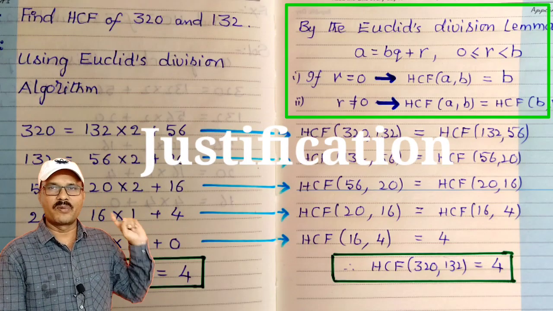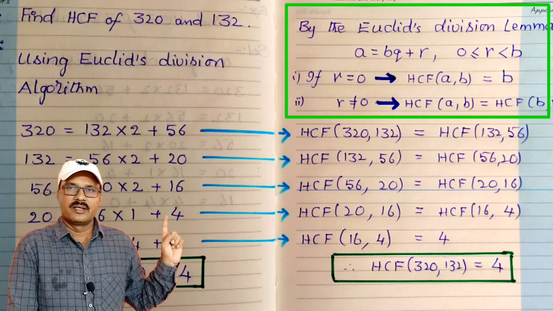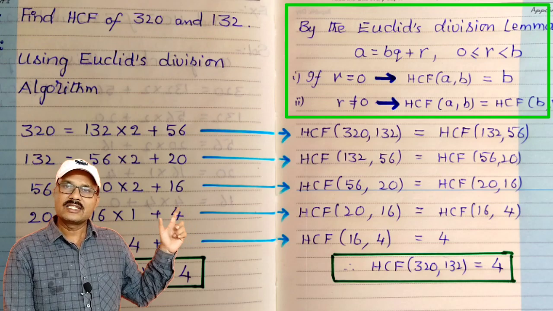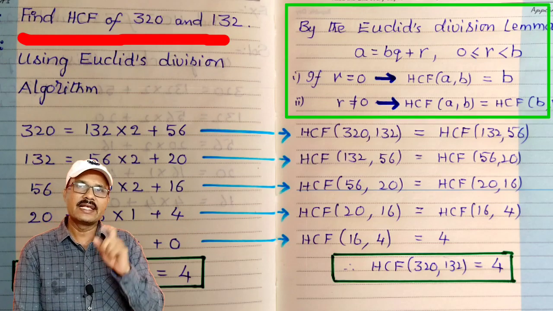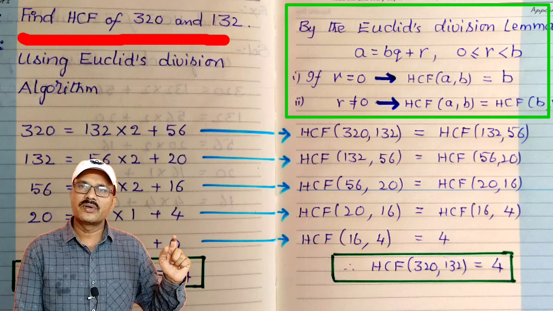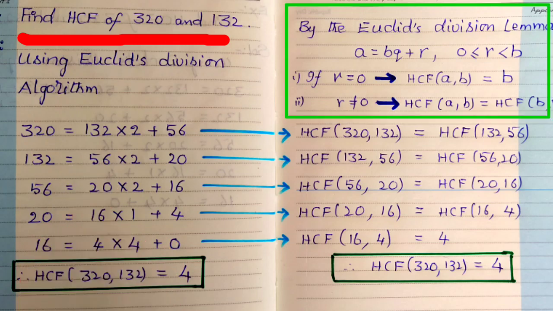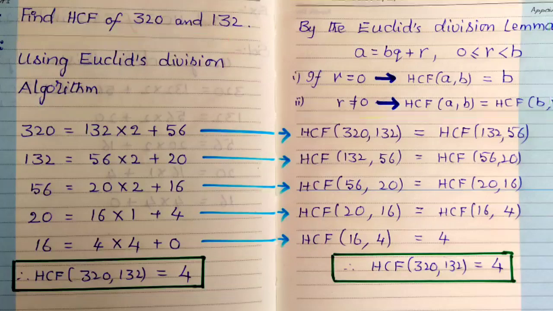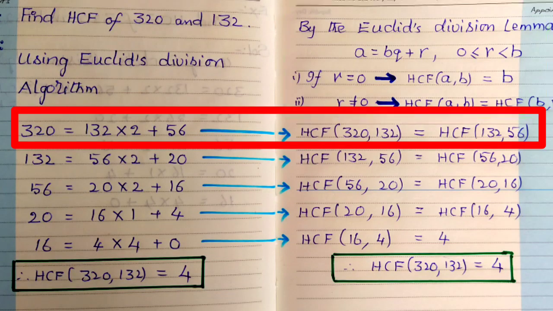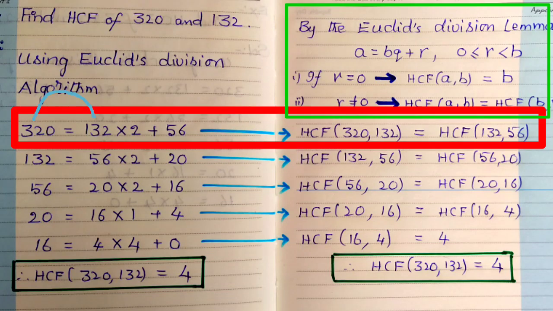Now come to the problem again. Here, what is the target? Our target is finding the HCF of 320 and 132. So from the first step, it is clear that the HCF of 320 and 132 is the same as the HCF of 132 and 56. So the first step gives an idea that instead of finding the HCF of 320 and 132, we can find the HCF of 132 and 56, right?